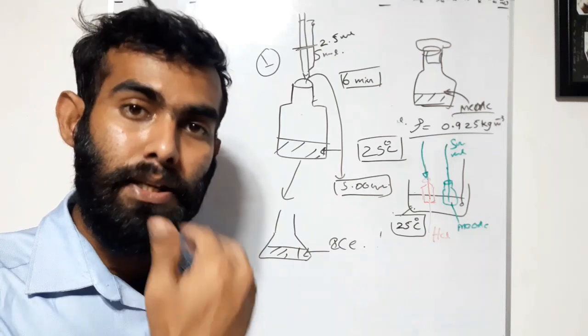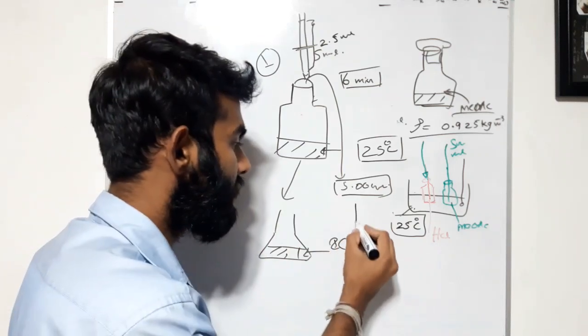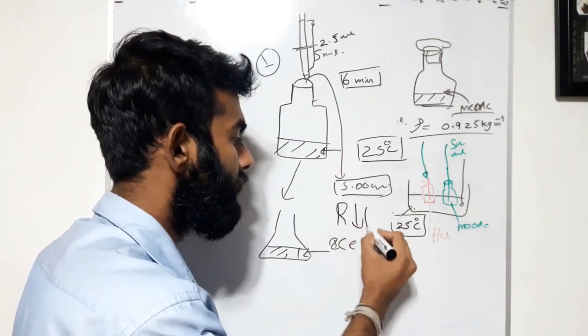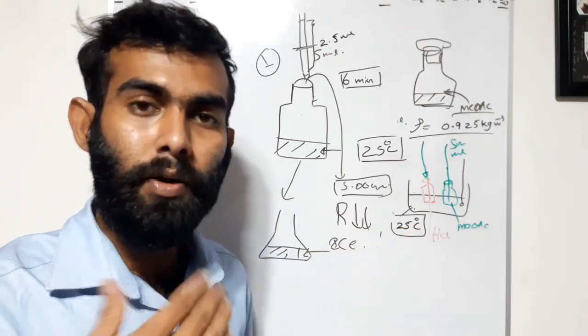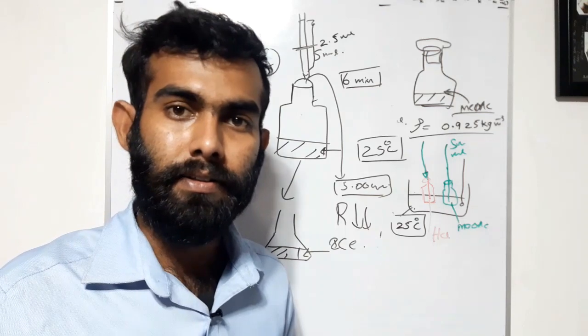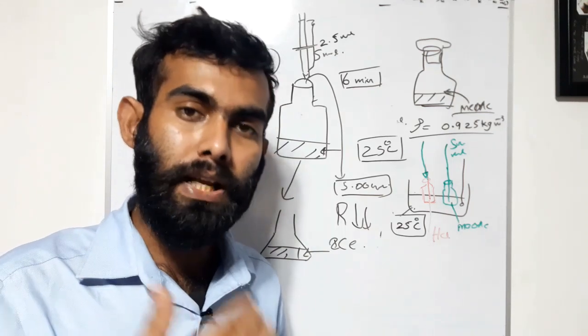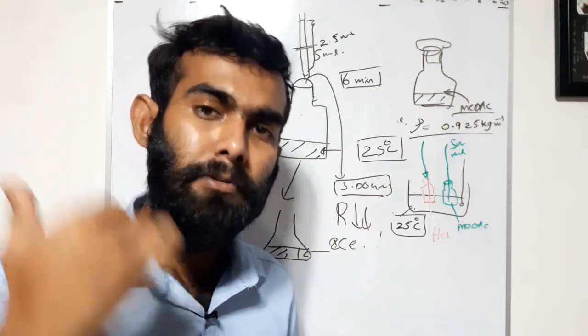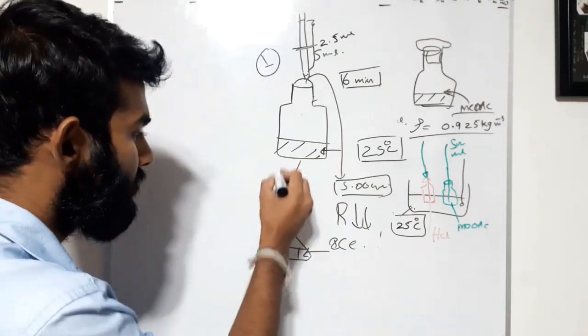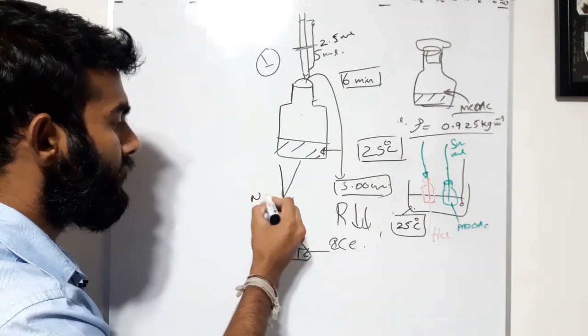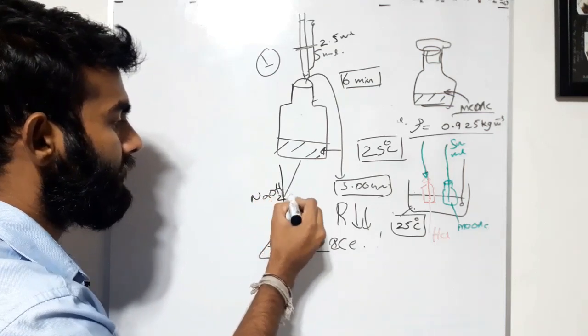The reaction rate will be low. It will decrease. So the reaction will be very slow. It will not happen, or the reaction will stop, or the reaction rate will be very low. So at that time we titrate this reaction mixture with sodium hydroxide solution.